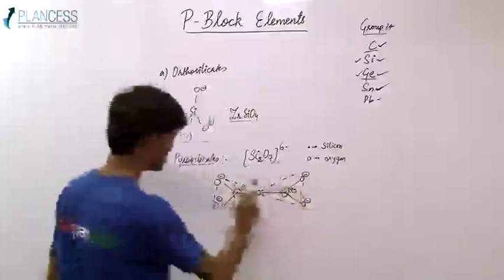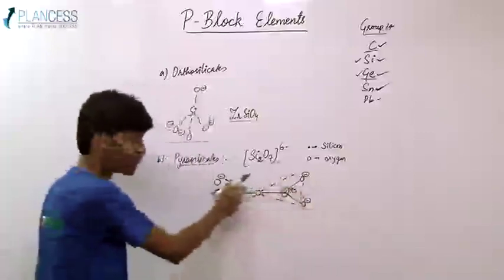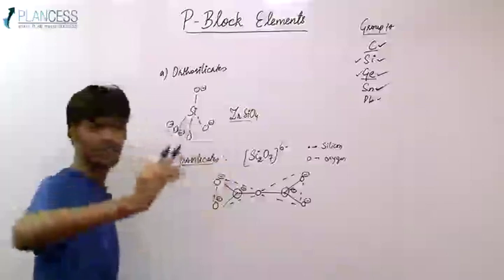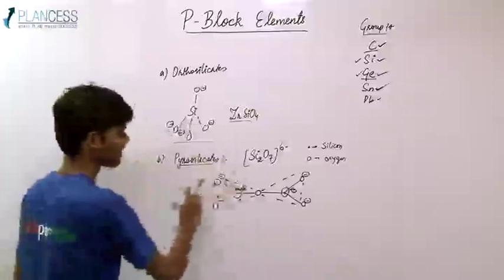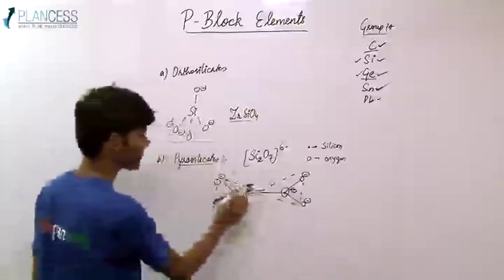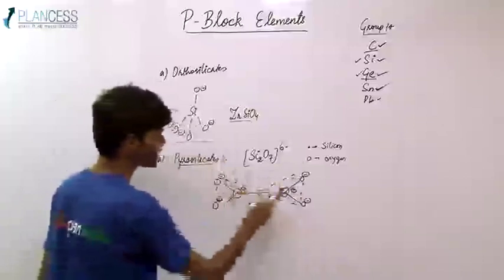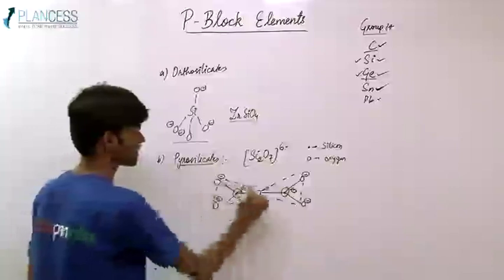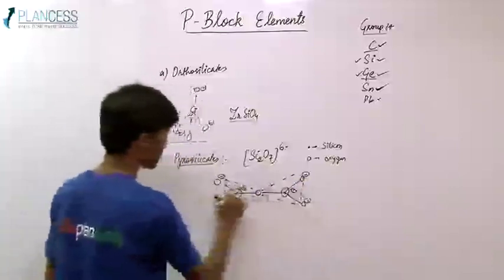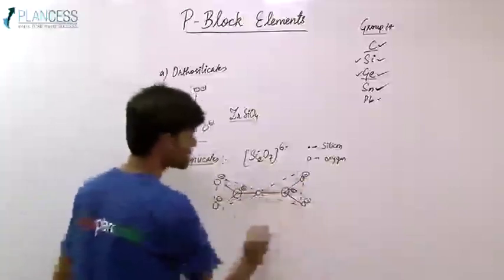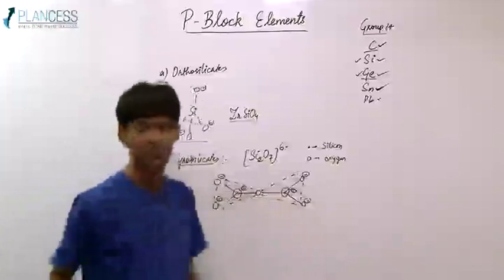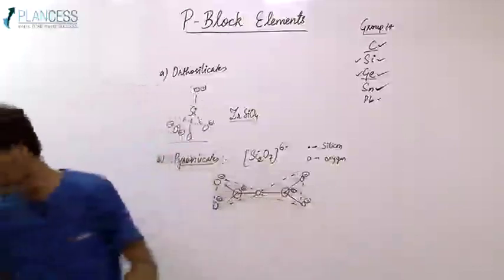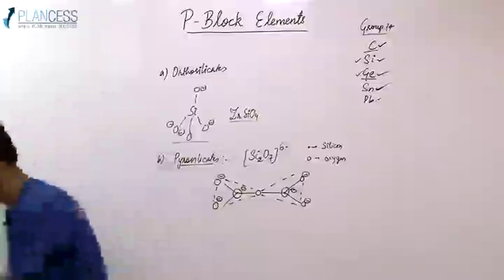This oxygen also has negative charge. This oxygen I am showing is on the plane of the board, and this one is oxygen coming out of the board. So all the oxygens have negative charge except the oxygen which is shared by both units, that is, connected to both silicon atoms. The rest have negative charge. So it is 7 oxygen atoms and 2 silicon atoms, so it forms Si2O7 6 minus as the basic unit.